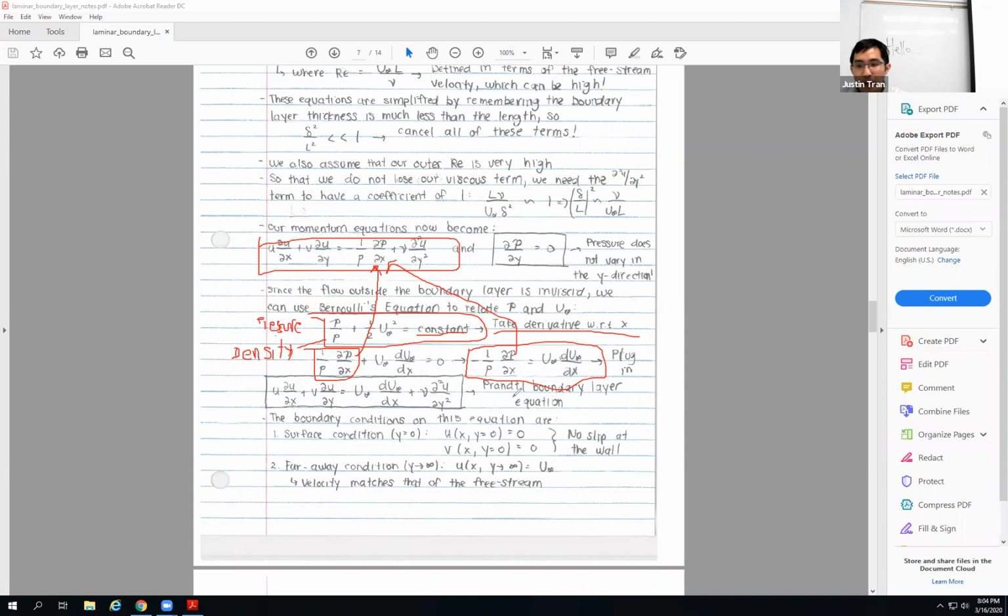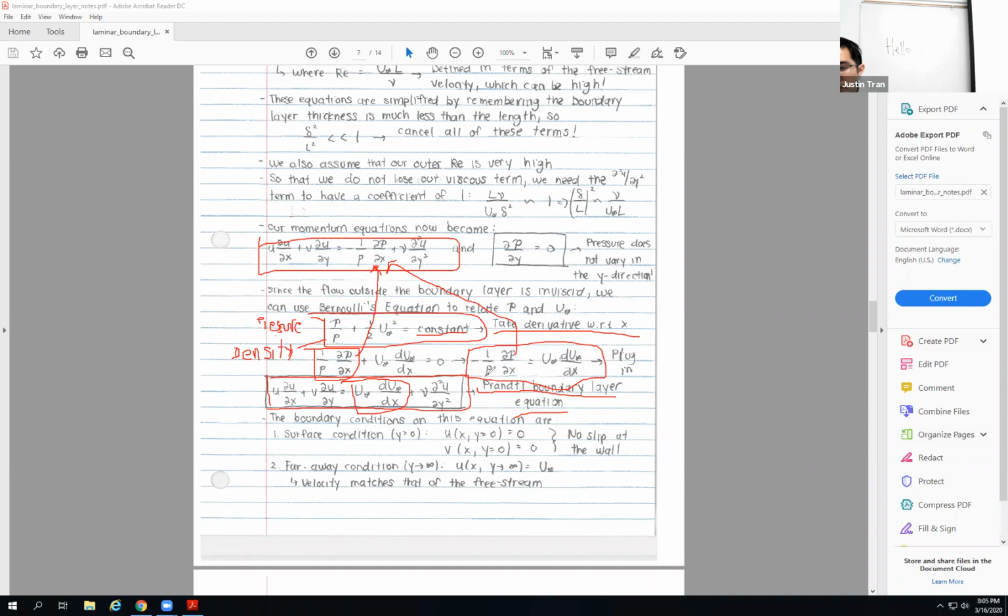Okay? So we have our convective terms, u du dx plus v du dy, is equal to u infinity du infinity dx, where this is the newest substitution which we did from the Bernoulli equation, okay? Plus nu d squared u dy squared. And this right here is our boundary layer equation that we're going to be working with, which was discovered by Prandtl. So he gets to put his name.